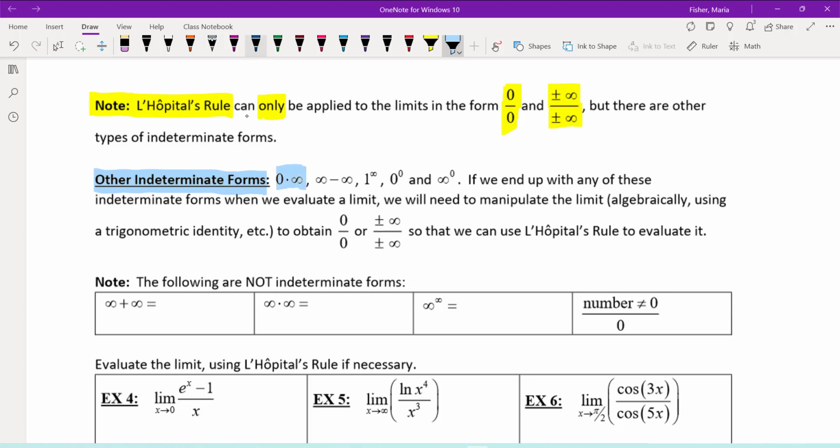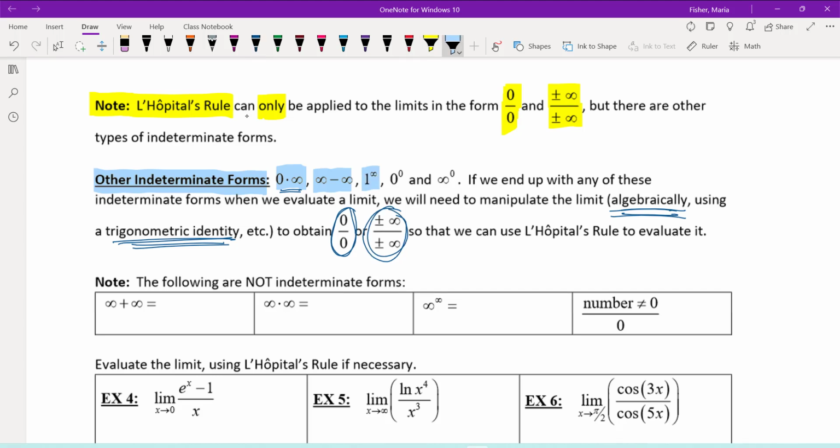For example, 0 times infinity is an indeterminate form. If you end up with 0 times infinity after direct substitution, you're going to have to manipulate it using algebra or a trig identity to get yourself into 0 over 0 or infinity over infinity. Another indeterminate form, infinity minus infinity. If you end up with infinity minus infinity after direct substitution, you're going to need to use algebra or a trig identity to get to 0 over 0 or infinity over infinity.